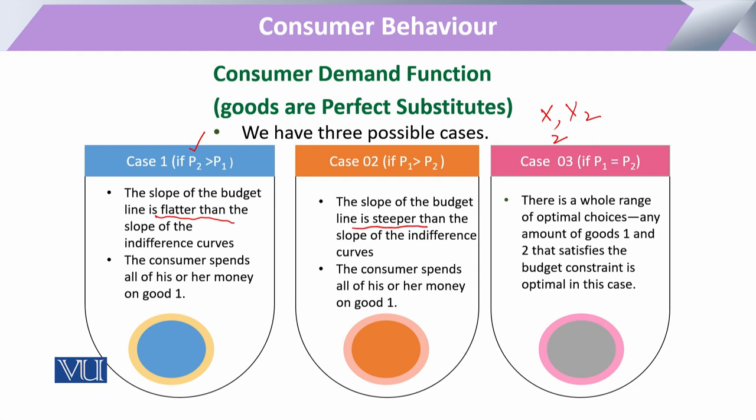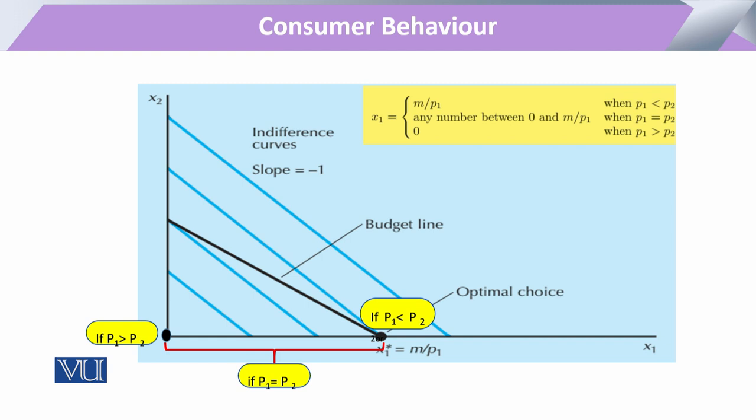And when both commodities have the same price, the consumer has the liberty to select any bundle on the line joining commodity X1 to commodity X2. In the diagram, we see there are various bundles available to the consumer in this situation. If the commodity on the x-axis has a price less than price 2, it will be selected on the x-axis. If the commodity on the y-axis has the lower price, the consumer will shift there. And if the price is equal to price 2, the consumer may select any point between these two lines.